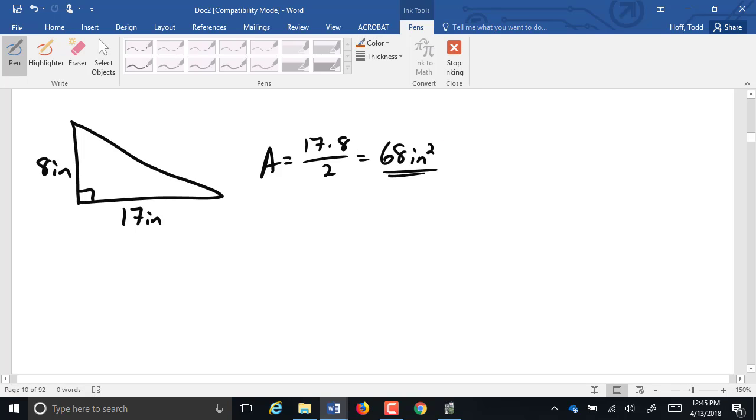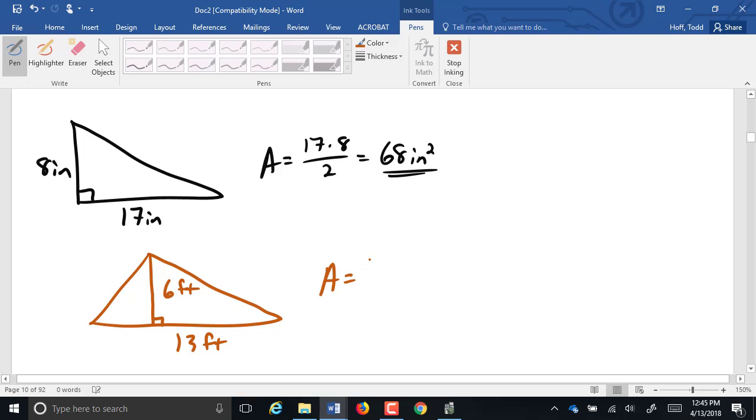If we don't have a right triangle, we can still use that same strategy as long as we have one altitude. Remember, from a vertex to the opposite side at a right angle, that is called an altitude. Let's say that is 6 feet, and this across here is 13 feet. How do we find the area of that triangle? 13 times 6 divided by 2, exactly. That is 39 square feet. So it's still the same formula.